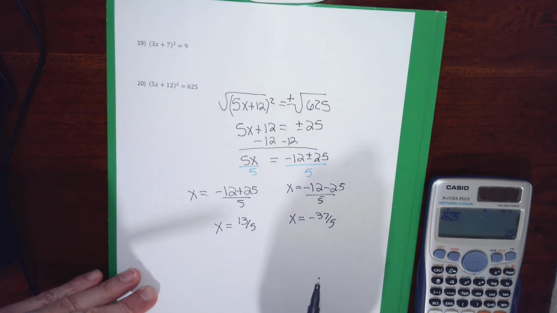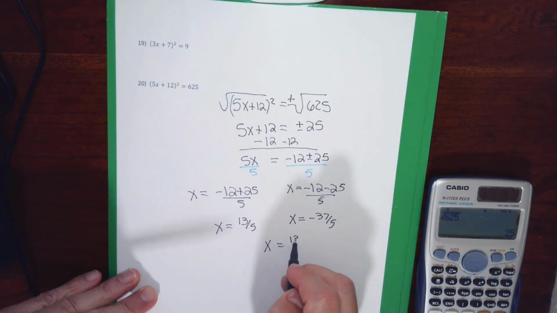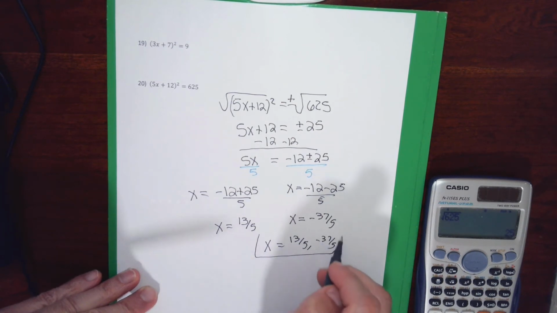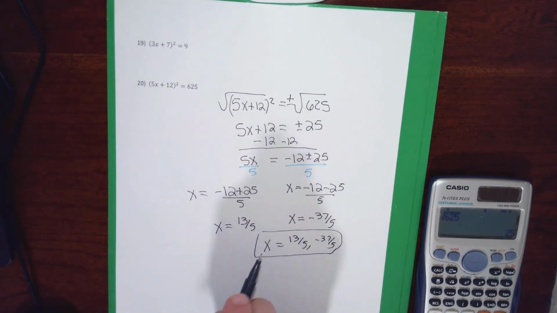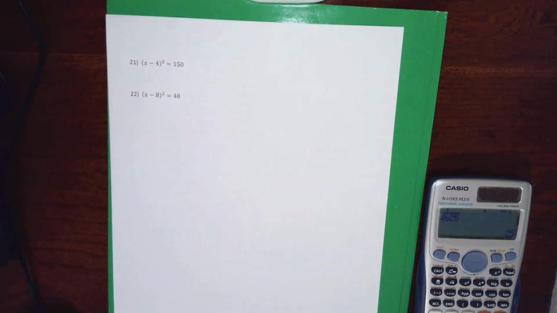So I go to write my answer for 20. I'm going to say x equals 13 over 5, comma, negative 37 over 5. Again, my answer doesn't have a plus or minus sign in it. 22 feels like the example I did. Let's do 21.